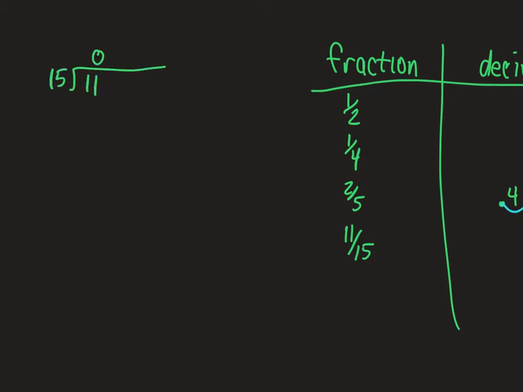15 goes into 11 0 times. 15 goes into 110 7 times, which is 105. If you weren't sure of that, you could come over here and start doing scratch work. You could do 15 times 5, 15 times 6, 15 times 7, until you figured out the closest without going over. All right, so I subtract and get a 5.